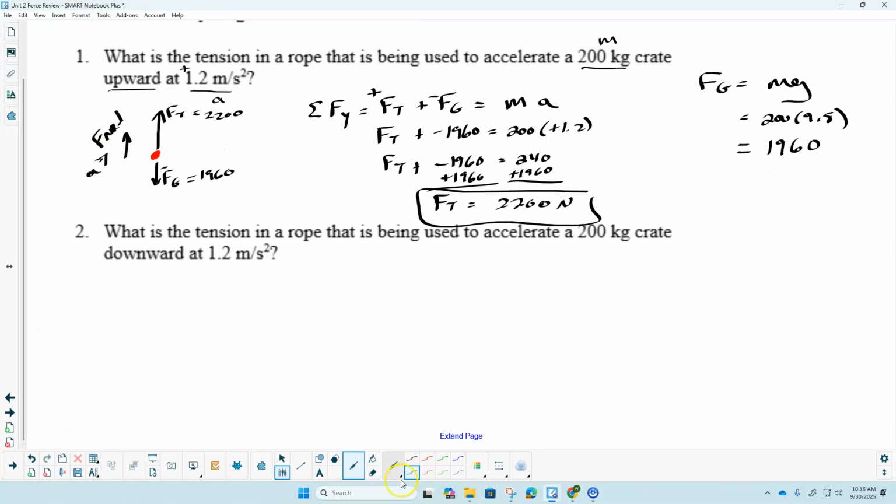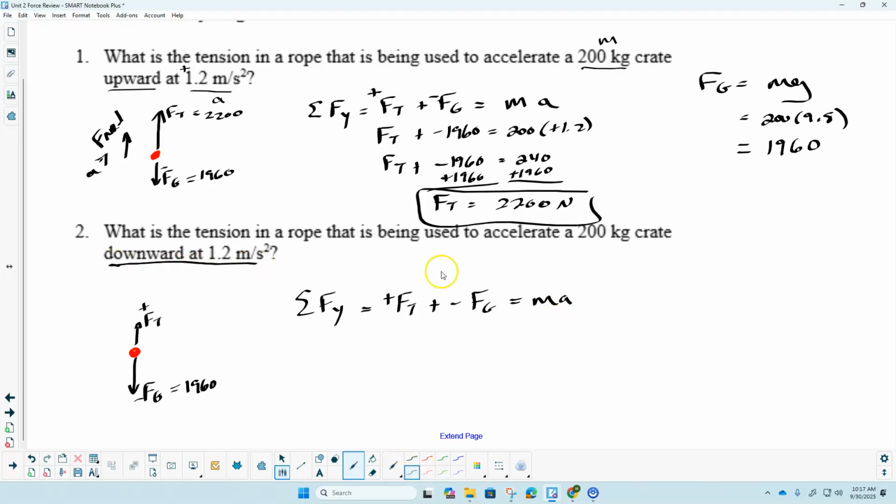Number 2 is basically the same situation, except this time you are lowering it downward, or accelerating it downward. Again, if we draw a free body diagram, dot for the crate, gravity should be the same. So Fg is still negative 1960. Tension is going up. I want the net force to go down this time. When I add up my forces in the y direction, or you can do a chart, I have a positive Ft, I still have a negative Fg, and I have ma. The thing that's changed is now we have a downward acceleration, so mass is still 200. Our acceleration is negative 1.2, so that's really the difference.